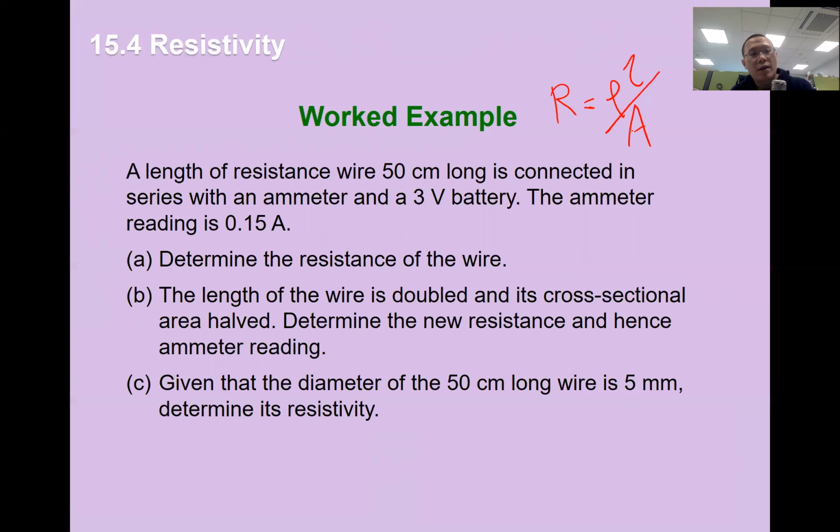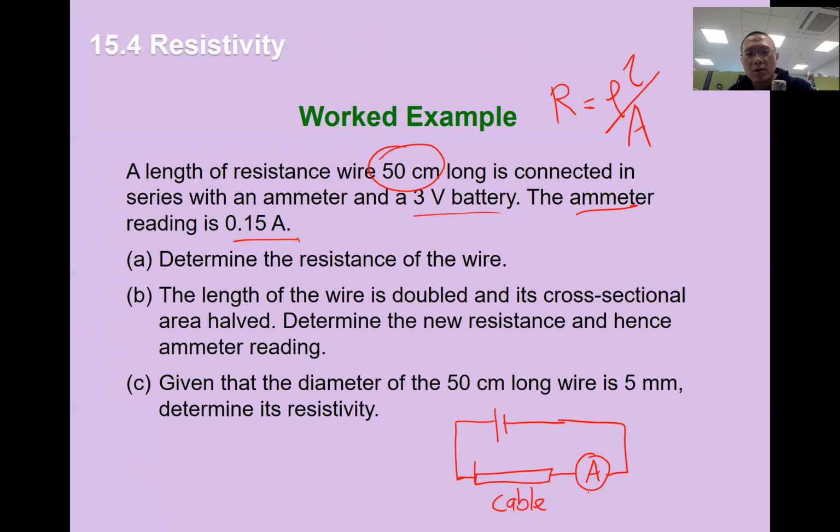So for this question, we have a length of resistance wire which is 50 cm, connected to a battery, and the ammeter reads 0.15. If you look at the circuit, it has a 3-volt battery. So it could be something like this. This could be the cable I want, and I have an ammeter reading. Remember, the ammeter is always beside the component. So the ammeter will be here, beside the component, and it will read 0.15.